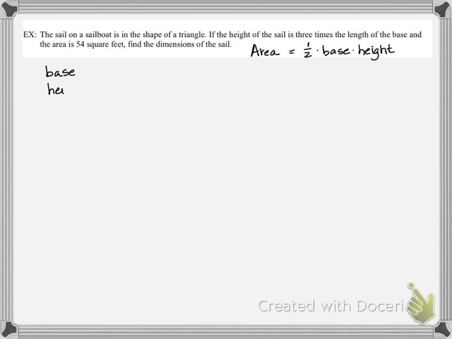And our height, I think we all got this far. So then we have this formula here, right? They tell us the area is 54, so we're going to replace area with 54, and then equals 1/2. And where it says base, we'll replace that with x, because that's what we said the base was. And where it says height, we'll replace that with 3x.